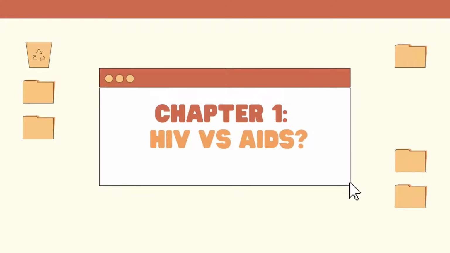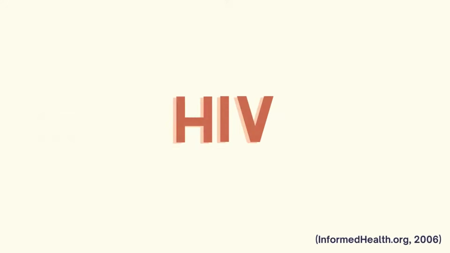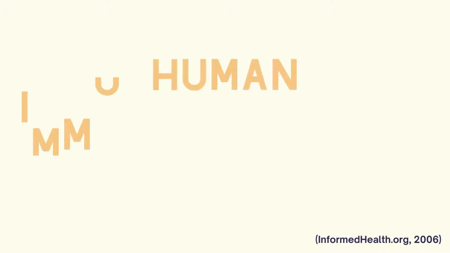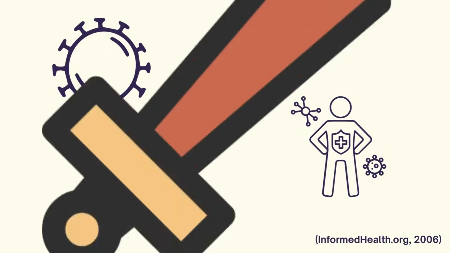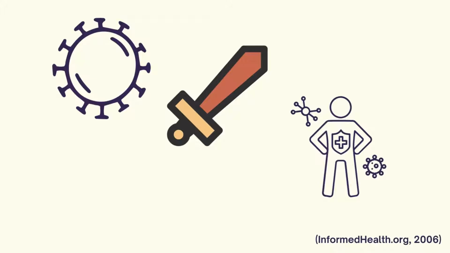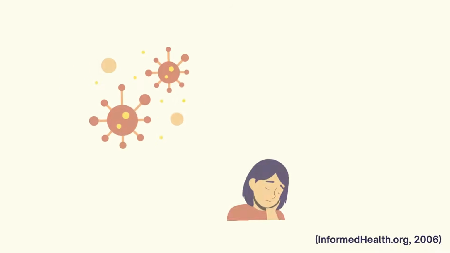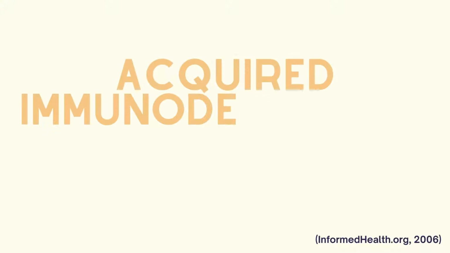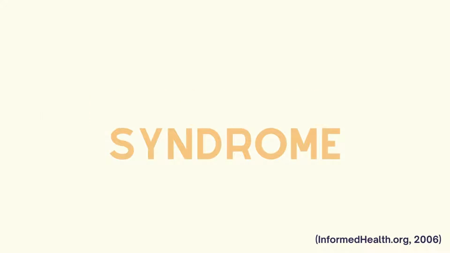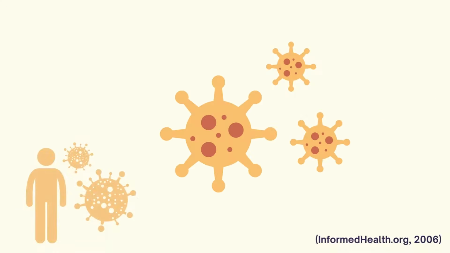Chapter 1: HIV versus AIDS. Many do not know the difference between HIV and AIDS and often use the two terms interchangeably. So let's define them quickly. HIV, which stands for Human Immunodeficiency Virus, is a retrovirus that attacks the body's immune system, ultimately increasing the likelihood of frequent and severe infections. However, acquired immunodeficiency syndrome, or AIDS, is the result of untreated HIV infection.